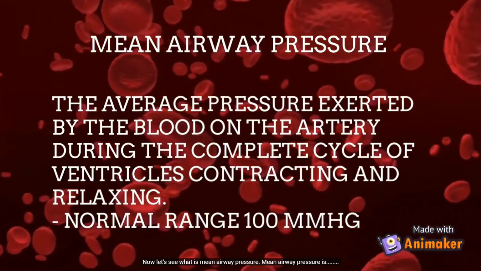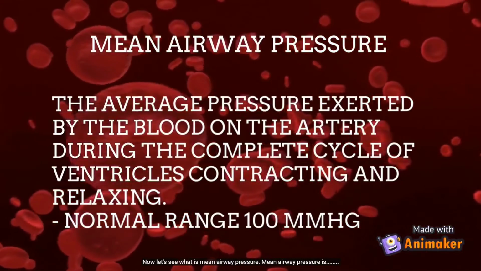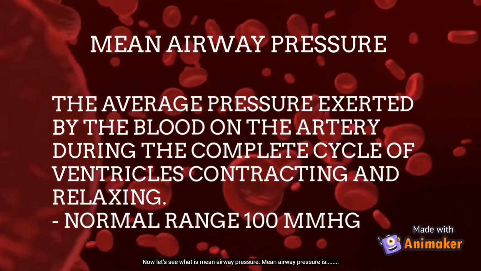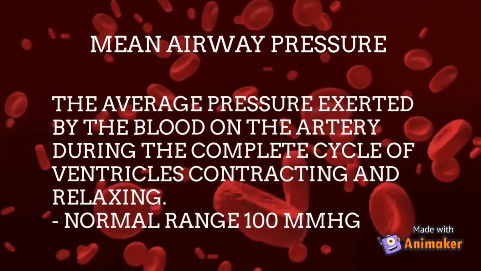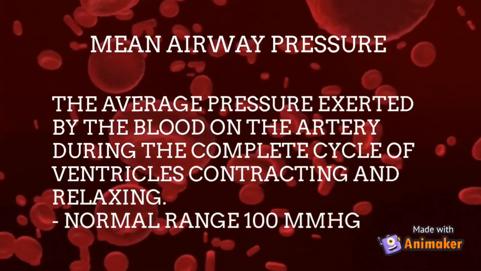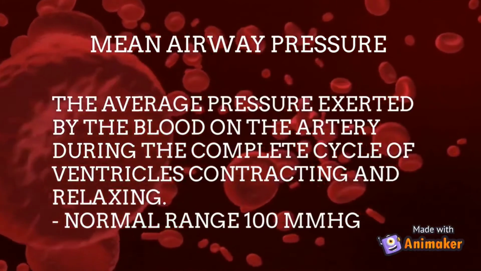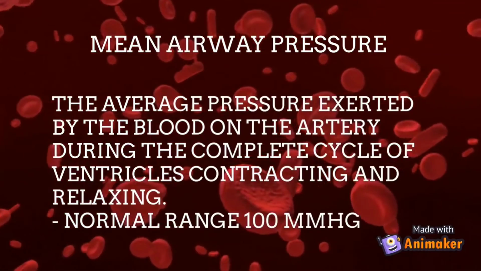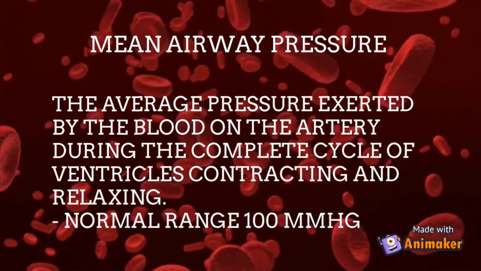Now, let's see what mean arterial pressure is. Mean arterial pressure is the average pressure exerted by the blood on the arteries during the complete cycle of the ventricles contracting and relaxing. The normal range of the mean arterial pressure is 100 mm of mercury.